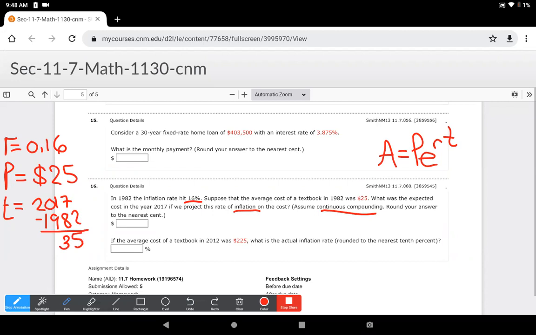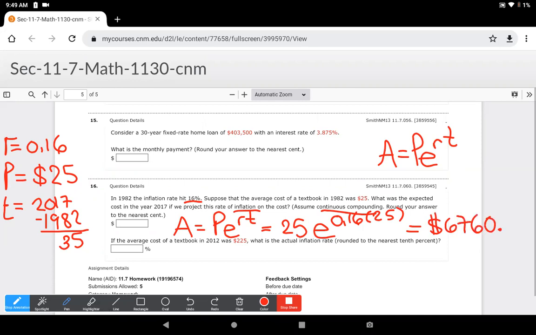Is that all we need? P, R, and T? Okay, so A equals P times e to the rt, which is 25 times e to the 0.16 times 35. We just stick that in the calculator, right? And it spits out $6,760.66. That's A, right? That's just plug and chug.